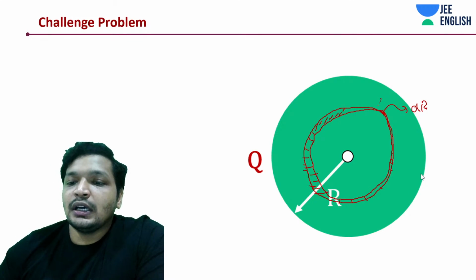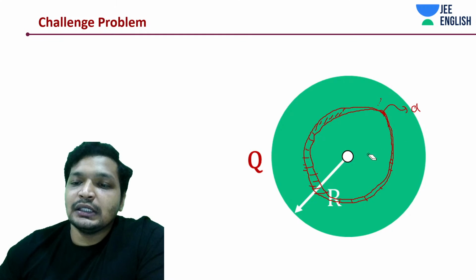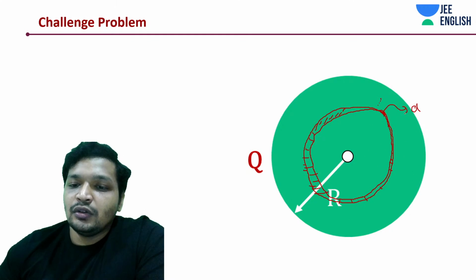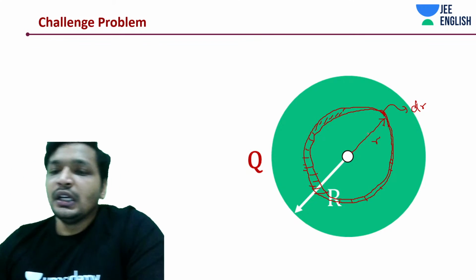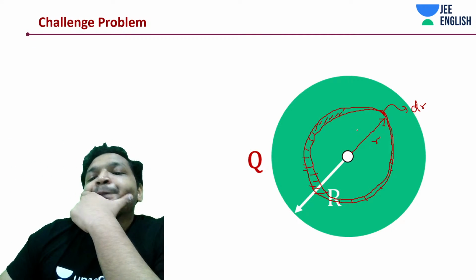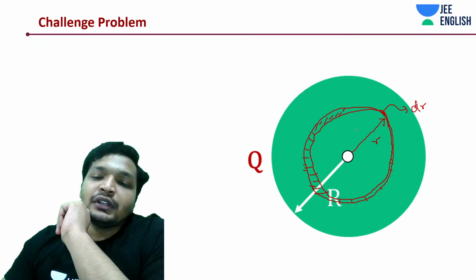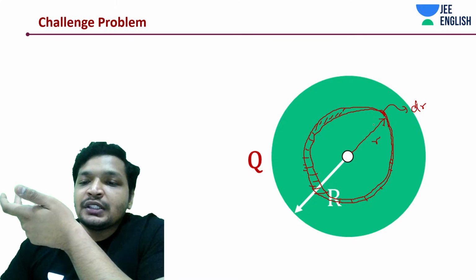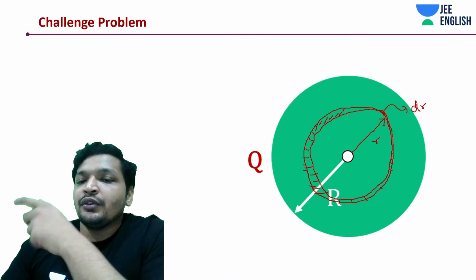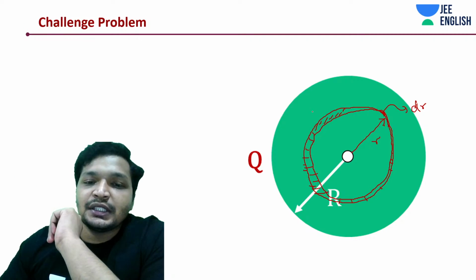Okay, this time not dr, but let's keep it as d small r. Because the distance from the center we are going to take it as r, because that's not going to change, but this is how we do it. So now there are two things that you need to think about in this case. What is going to be the charge on this small thin shell at a distance r from the center?